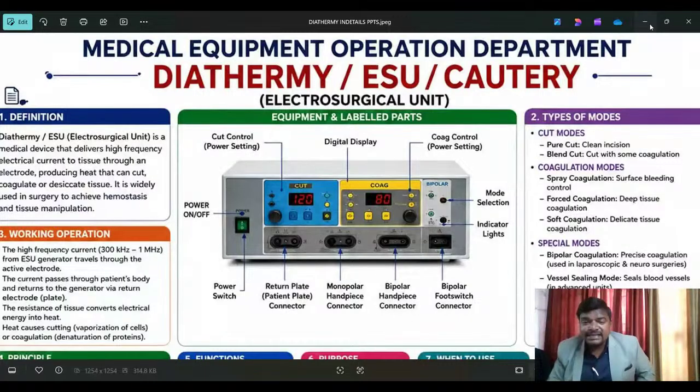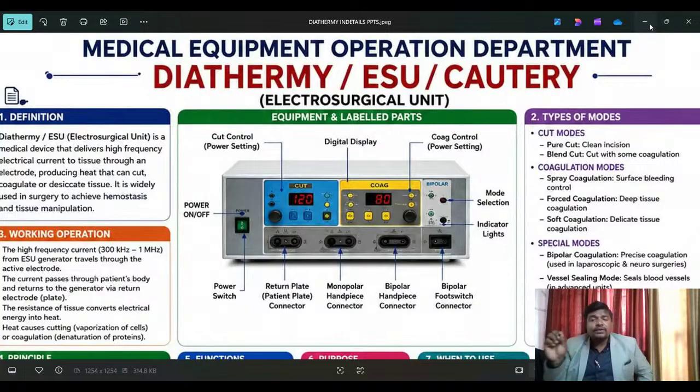For protection purposes, all these things are important. And see, calibration purpose. What is calibration? It calibrates the parameters. What parameters are here? Monopolar, bipolar, and patient plate. These are the accessories, and by using these accessories, you operate the equipment. Then the parameters will come. What are they? Cutting, coagulation, fulguration, and desiccation.